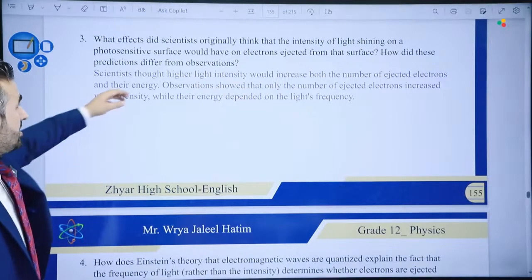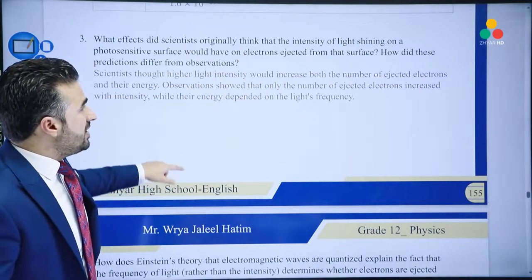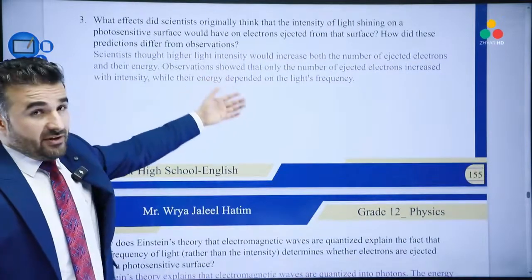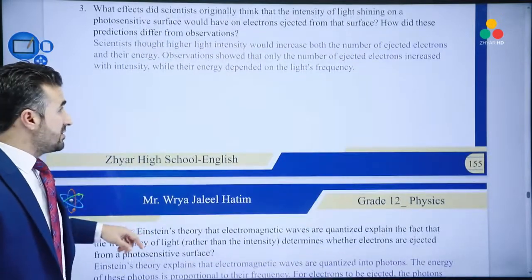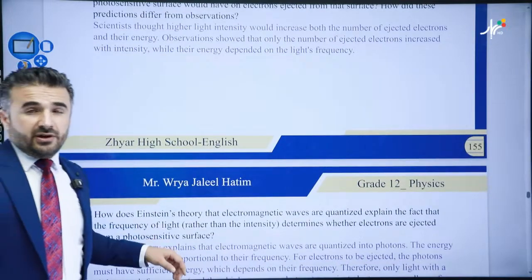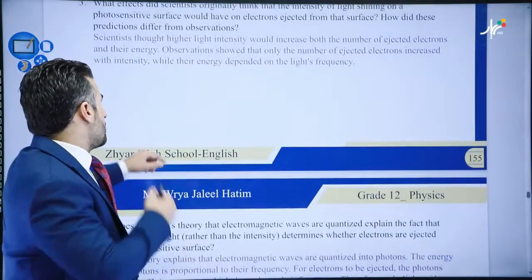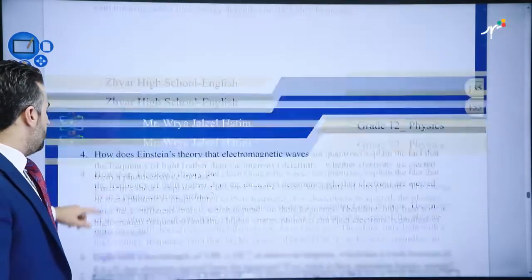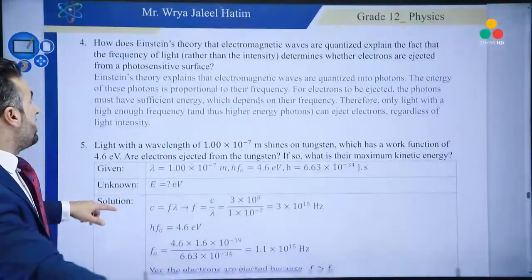All right, so scientists thought that a higher light intensity would increase both the number of electrons ejected and, of course, their energy. But the observation showed only the number of ejected electrons increased with intensity, and that is after the incident frequency is higher than the threshold frequency, while their energy depended on light frequency. That'll be the kinetic energy.